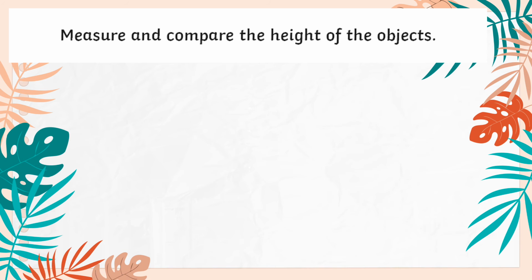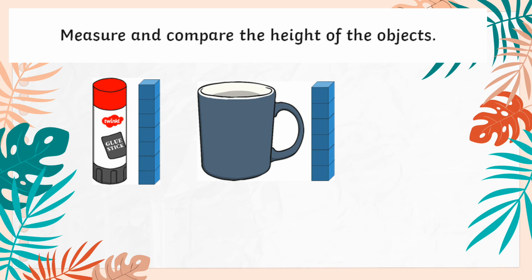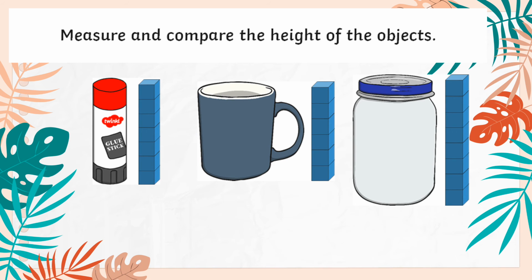So measure and compare the height of the objects. Let's see how many objects we are comparing the height of. I see a glue stick. Now I see a mug. So do you think there would be any other object, or are we comparing only the two objects again? Let's see. We see a jar here. So now we are going to compare 3 object heights.